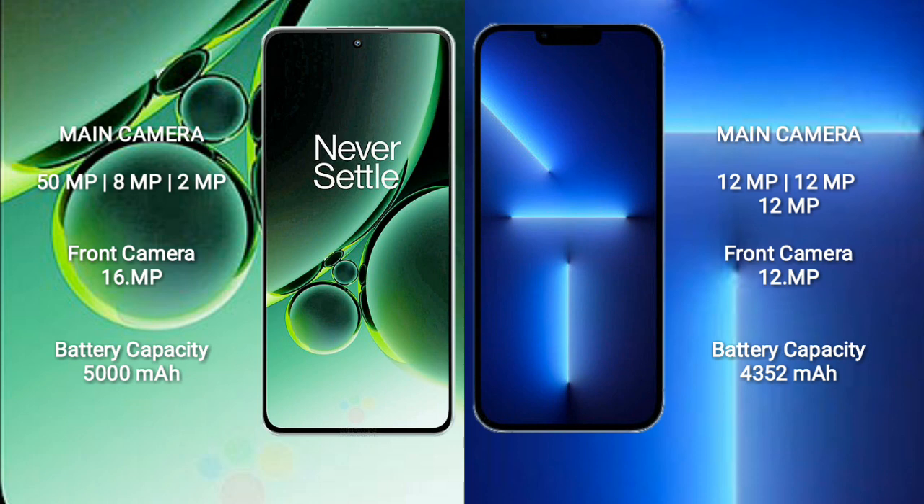OnePlus Nord 3 has a 5000mAh battery with 80W fast charging support. iPhone 13 Pro Max has a 4352mAh battery with 20W fast charging support.